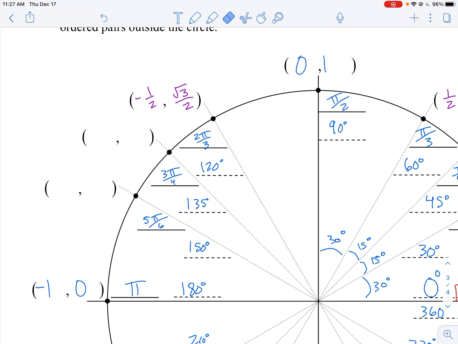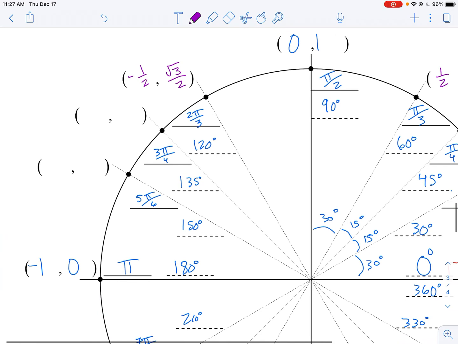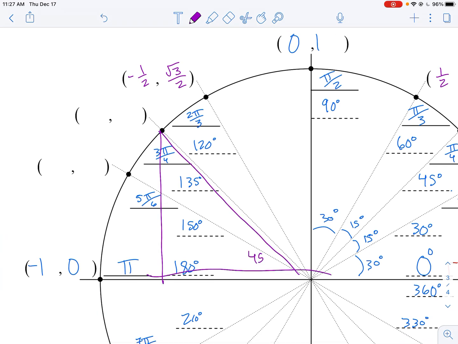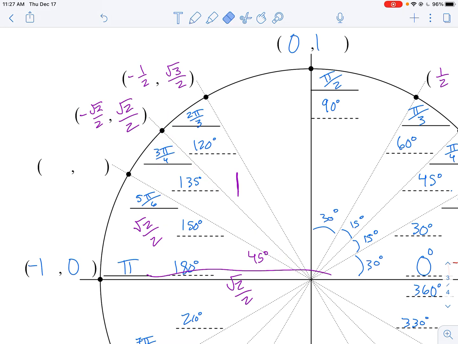And this pattern continues. If you look at this right triangle here, it has a 45-degree angle here, and the hypotenuse is 1, so this side is root 2 over 2, and this side is root 2 over 2. And so my coordinates for this point here are going to be root 2 over 2, root 2 over 2. But the x-coordinate, again, is going to be negative because it's on the left side of my origin. And so I can fill that in.